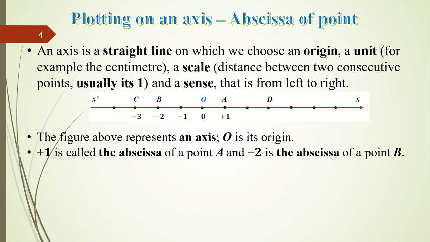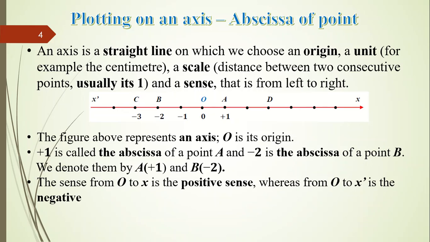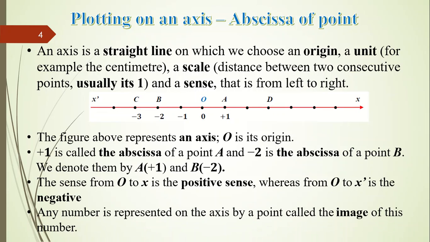Plus 1 is called the abscissa of a point A, and minus 2 is called the abscissa of a point B. We denote them by A(plus 1) and B(minus 2). The sense from O to X is the positive sense, whereas from O to X prime is the negative sense. Any number is represented on the axis by a point called the image of this number.